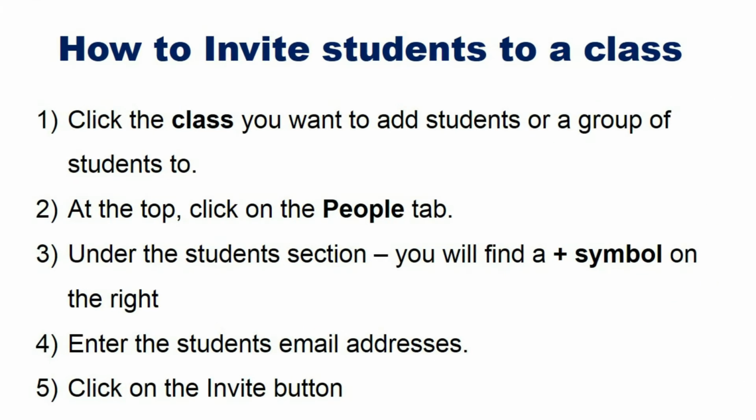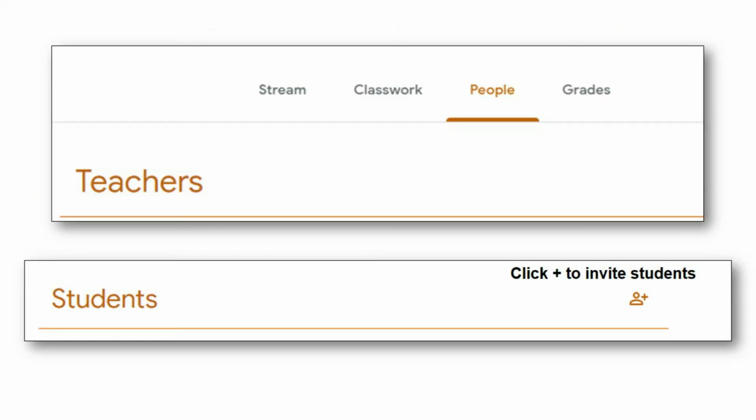How to invite students to a class. Click the class you want to add students or a group of students to. At the top, click on the People tab. Under the Students section, you will find a plus symbol on the right. Enter the students' email addresses. Click on the Invite button.